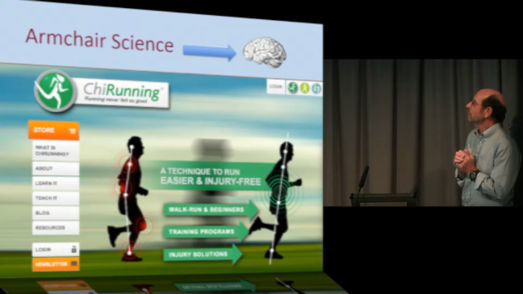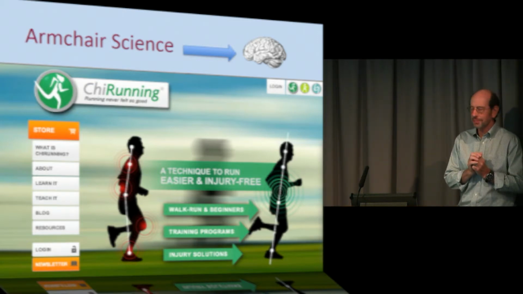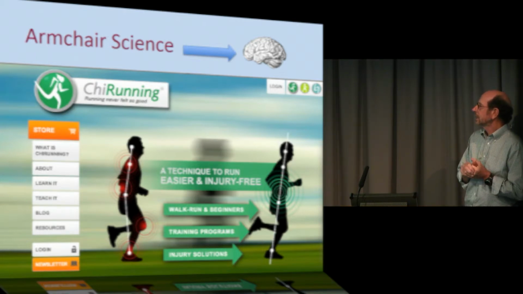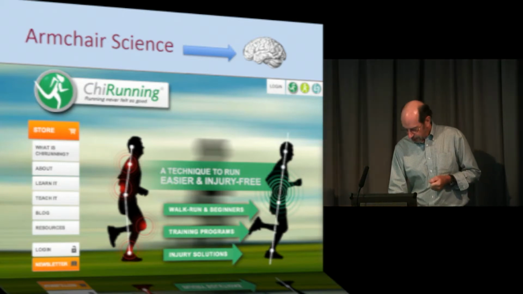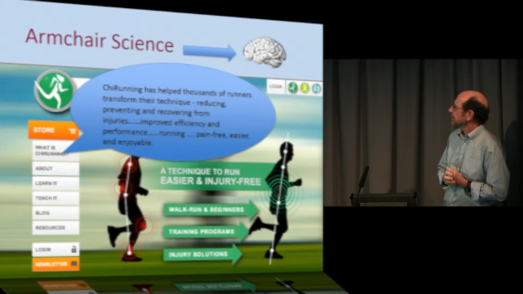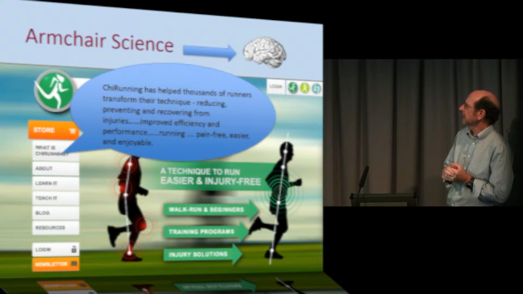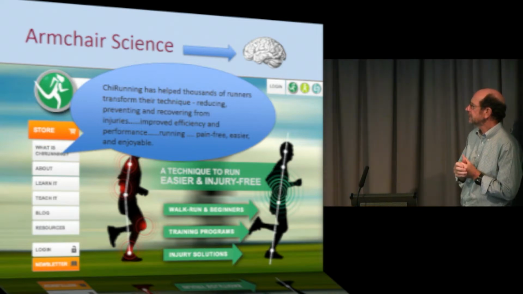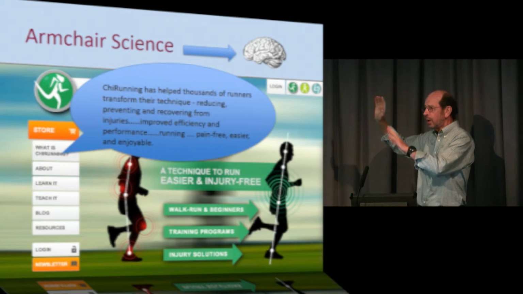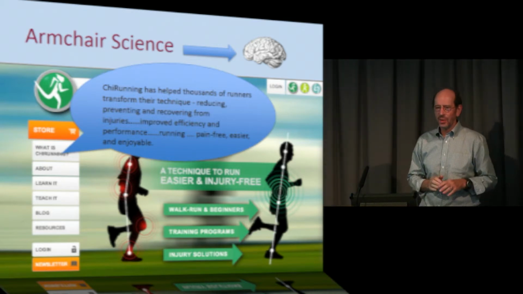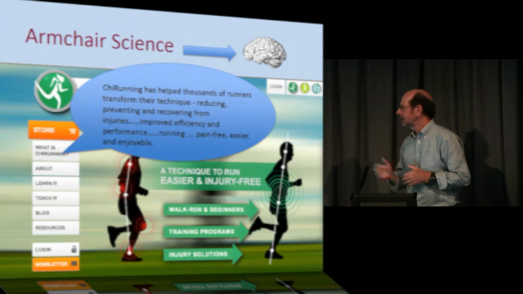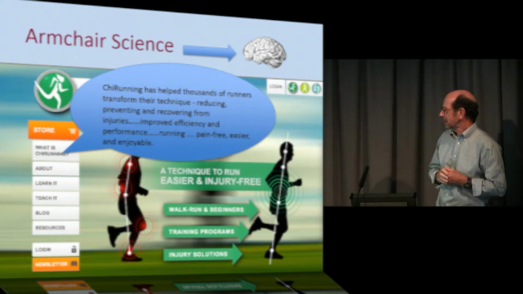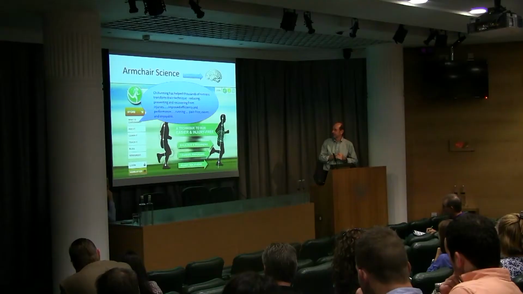It's called Chi running. It's very new age. And this is a movement, I would call it, that allows running never to feel so good. It says it's helped thousands of runners transform their technique, reducing, preventing, and recovering from injuries. It's improved efficiency and performance. It's pain-free, easier, and enjoyable. So everything you could possibly wish for in a way to run is embedded here in Chi running, which is a combination of meditation and running and changing running style.